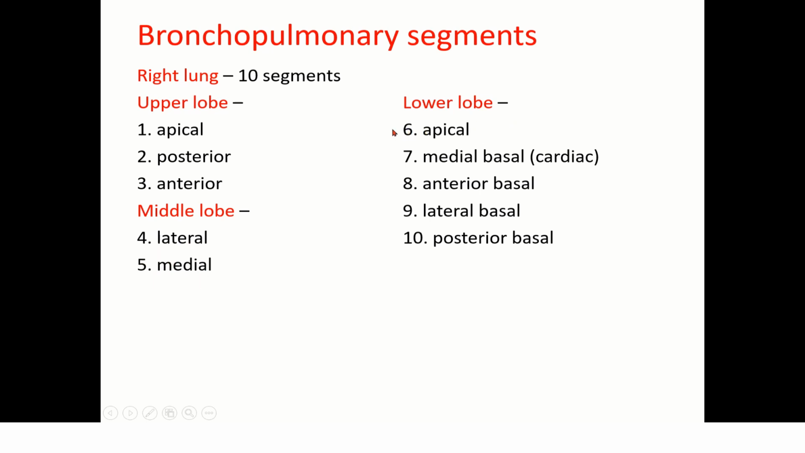And in the lower lobe, again there is an apical segment for the lower lobe. It is 6. The medial basal, which we also call the cardiac segment, is 7. Then anterior basal, lateral basal and posterior basal. So it is the combination of these two segments and suppression of this segment, which makes 8 bronchopulmonary segments in the left lung.